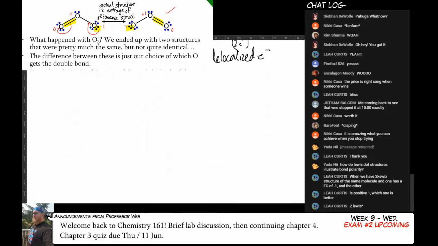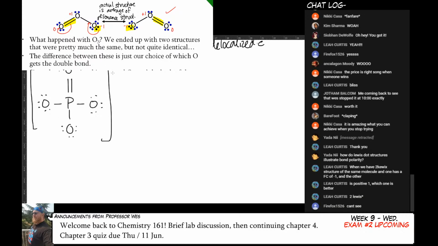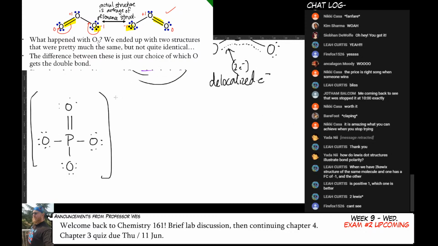Let's do another example. Let's talk about phosphate. We drew this before. This was our phosphate. And we said that this was the best Lewis structure that we could get. Uh-oh. Yeah, you can't see that, can you? There you go. Now I'm going to draw some caricatures of it, because I don't want to sit here and draw the whole thing over and over.